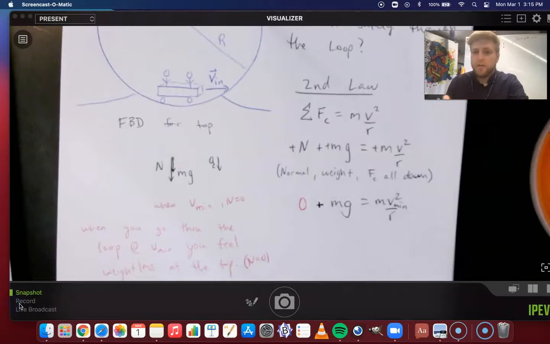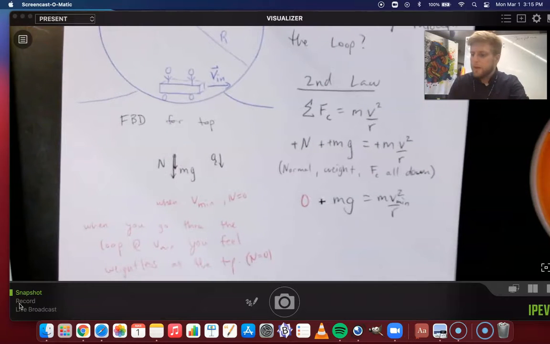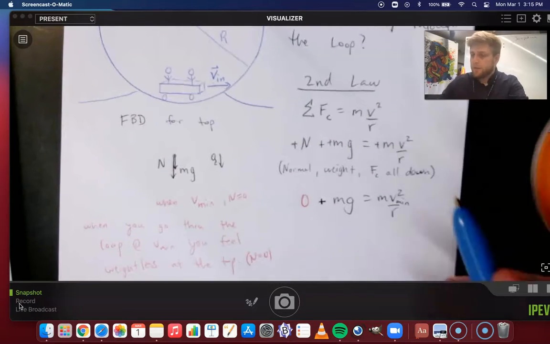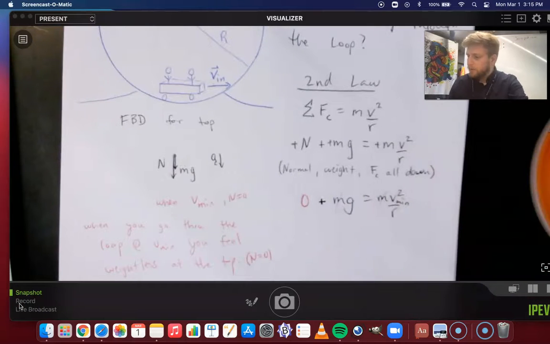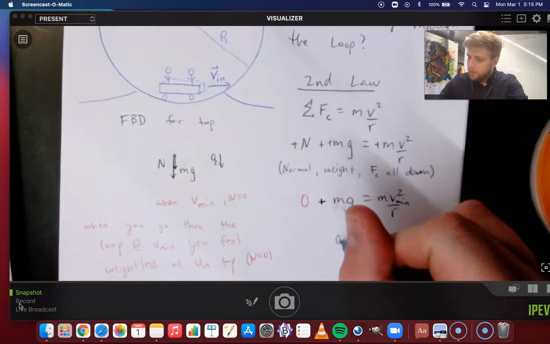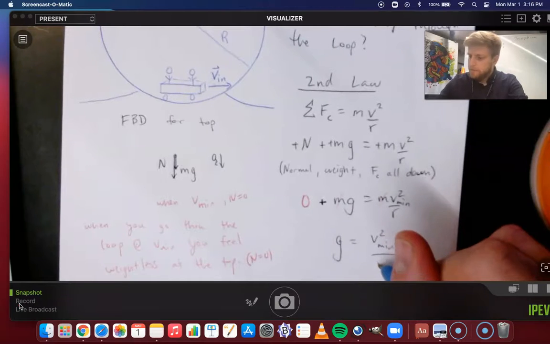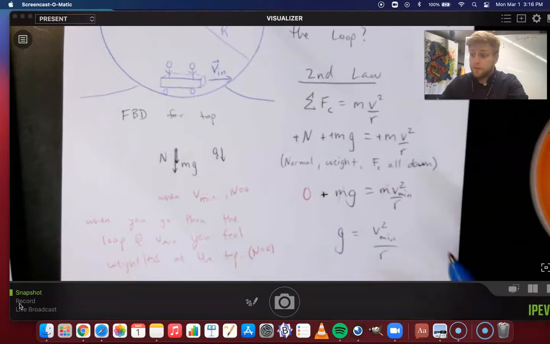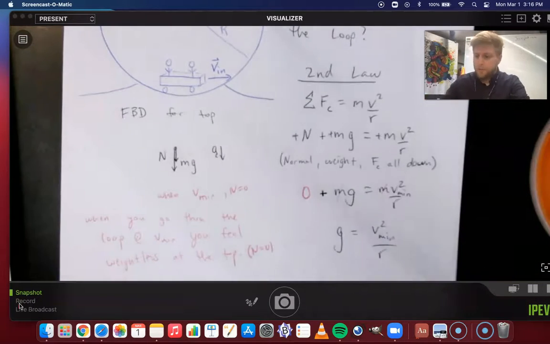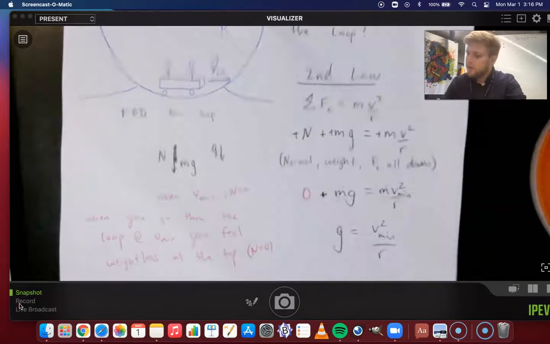Now this is pretty easy. We need to just solve for the minimum speed to make it through the loop. So let's do some algebra. I've got an m on both sides, so we'll just simply cancel those m's. So we're left with g is equal to v squared, that's the minimum speed, over r. Now notice the centripetal acceleration when we're at minimum speed is just g. The only thing accelerating you is gravity.